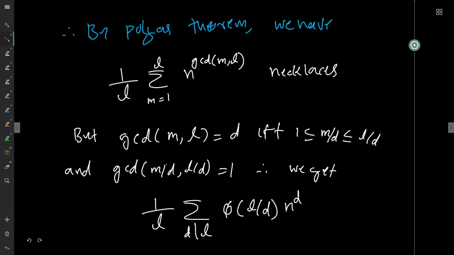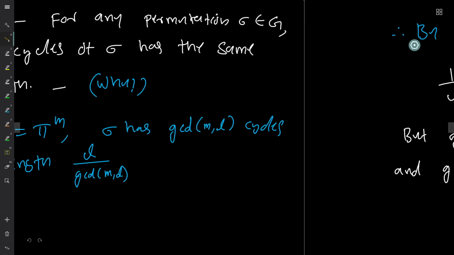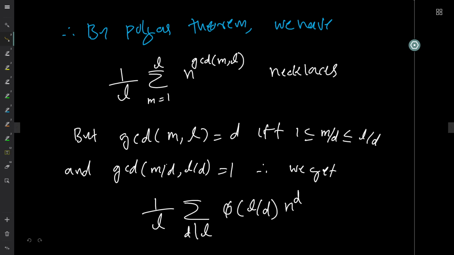Now, once you have this, we can apply Polya's theorem. Polya's theorem says that once you have the cycle structure, we can directly apply it. Therefore, the number of inequivalent colored necklaces is 1 by L times the summation over m equal to 1 to L of n raised to GCD(m, L). This is by Polya's theorem. But what we know is that GCD(m, L) is equal to D if and only if 1 is less than or equal to m by D, which is less than or equal to L by D, and GCD(m by D, L by D) is equal to 1.